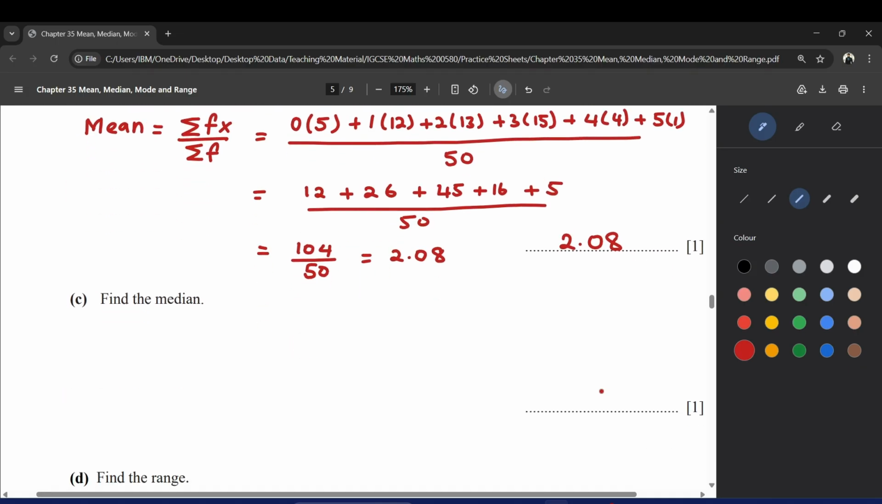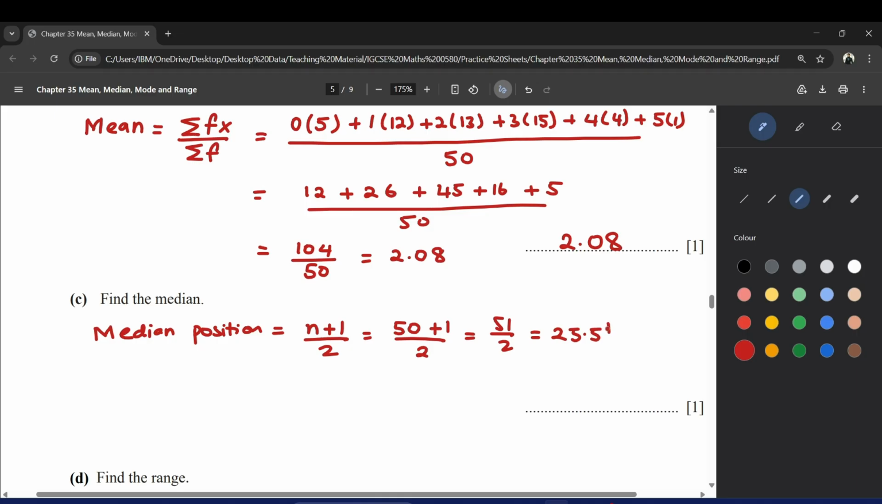All right. The next part is find the median. For median, we always work out the median position first. That would be n plus 1 divided by 2. So we have 50 people plus 1 upon 2. So that is 51 upon 2, which is 25.5th position. So 25.5th position basically means between the 25th term and 26th term, right?